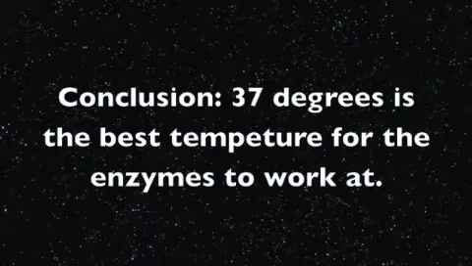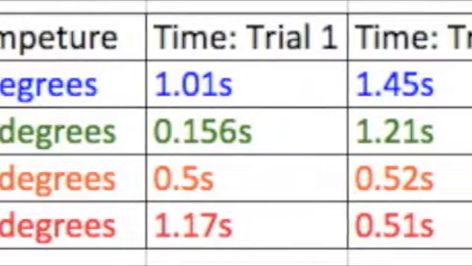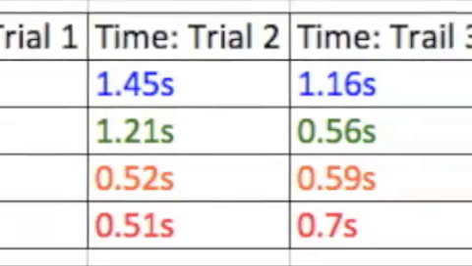Conclusion: 37 degrees is the best temperature for the enzymes to work at. We believe this because that's the temperature liver enzymes work at.